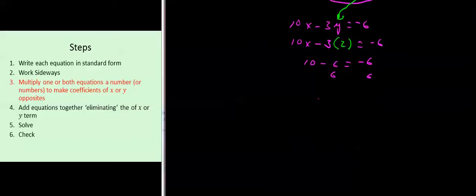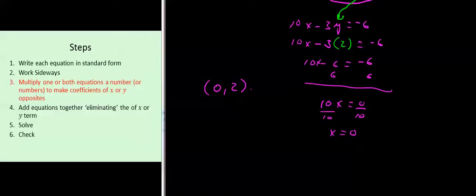And I get, oops, I lost my x. 10x equals 0. Divide by 10. X is equal to 0. And I end up with the ordered pair (0, 2). And I'm done. All right.